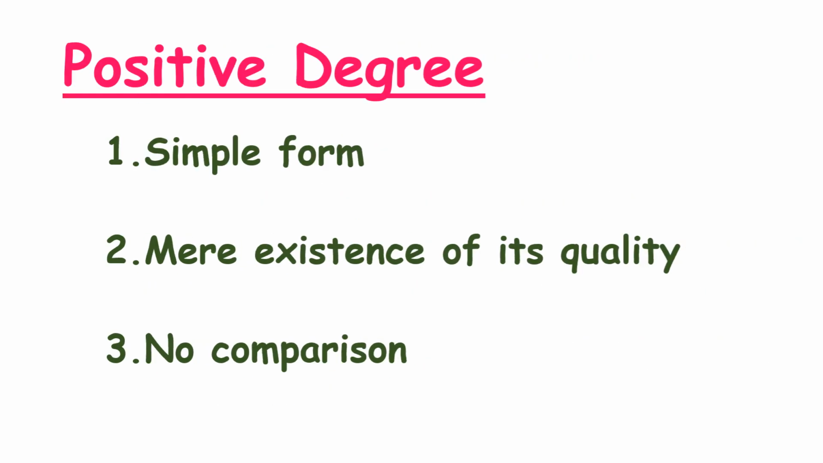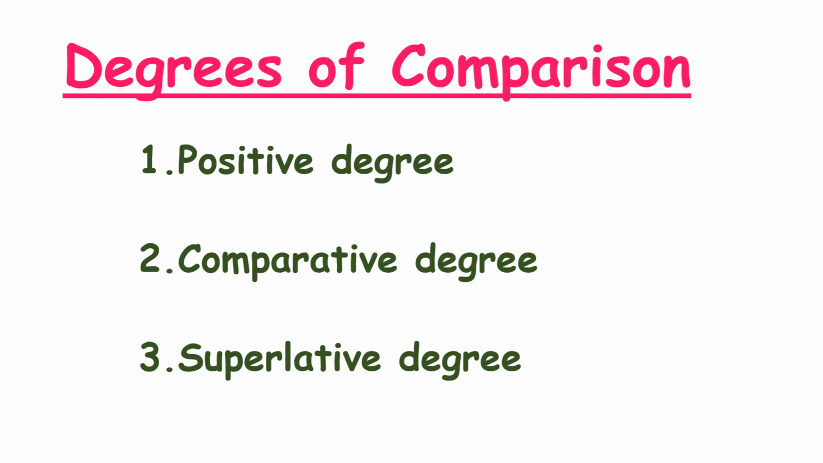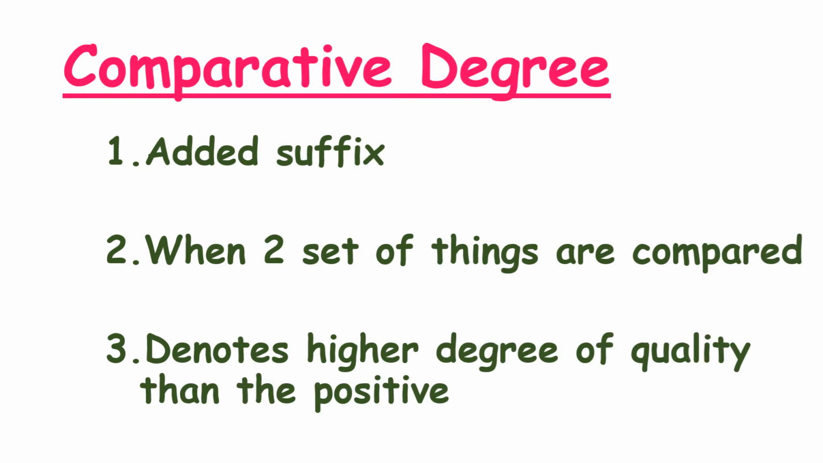In the previous video, I discussed with you all the comparison of adjectives, and I discussed that there are three degrees of comparison. First one is the positive degree, second one is the comparative degree, and the last one is the superlative degree. Now, as I've already told you, the positive degree is used in simple form, and it talks about the mere existence of its quality where no comparison is made.